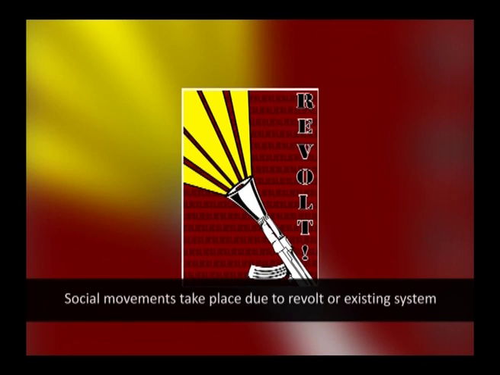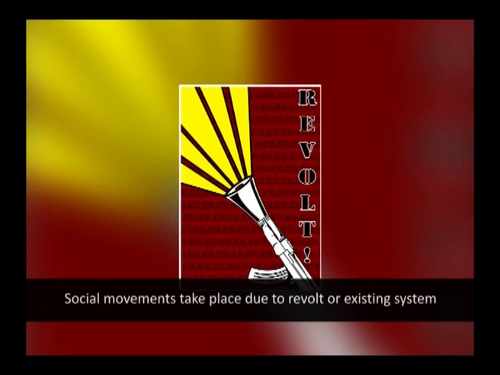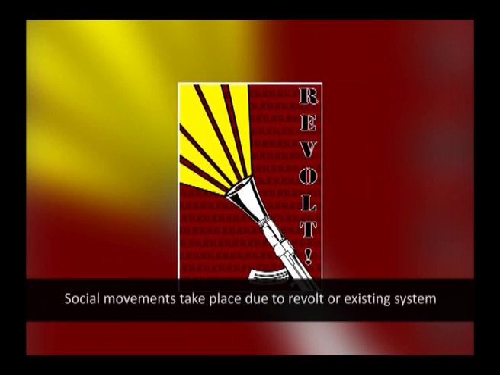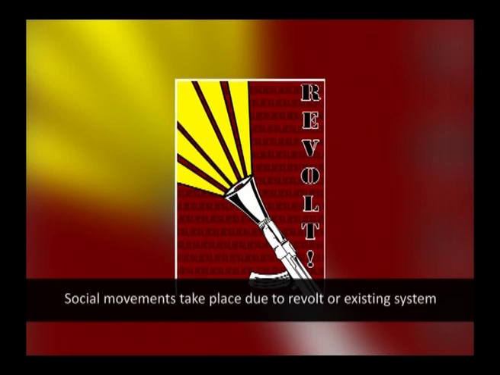Social movements are not planned, they happen according to the circumstances. Just like for every action there is an opposite reaction, in the same way social movements occur. Social movements vary widely in their ideologies. Some social movements happen because of revolt, while some happen against the existing system.